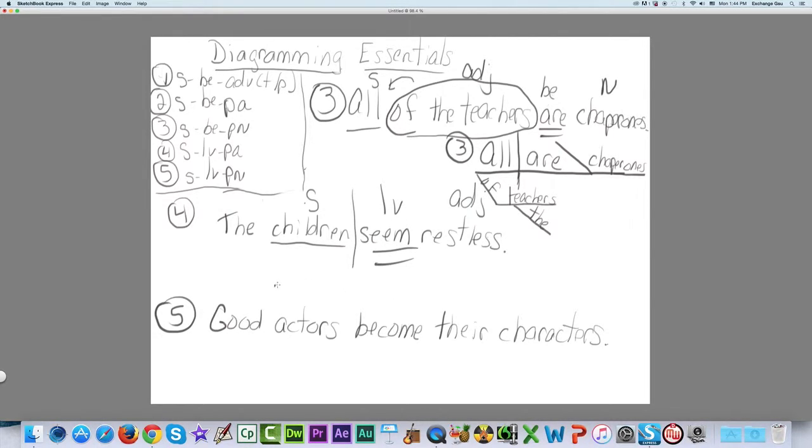In this sentence, we have a pattern 4. Again, children is my subject, seem is my linking verb, and restless is an adjective. So it's exactly the same, you'll recall, as a number 2. It looks exactly the same except for the fact that the verb is a different type. And so which children? The children.